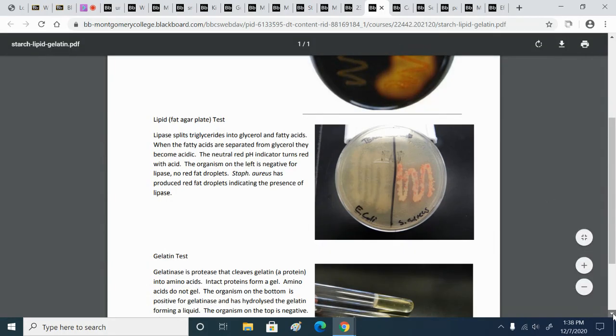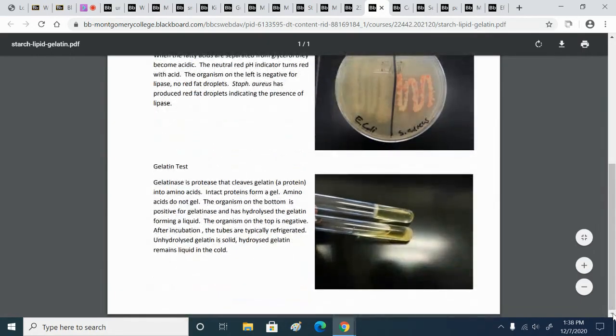With gelatin, gelatin is our source of protein. And of course, you know, proteins are made up of amino acids. And so intact proteins are able to form a gel. Amino acids cannot form a gel. So we're looking to see if the bacteria produce a special protease called gelatinase. And gelatinase will hydrolyze the gelatin and form a solution of amino acids.